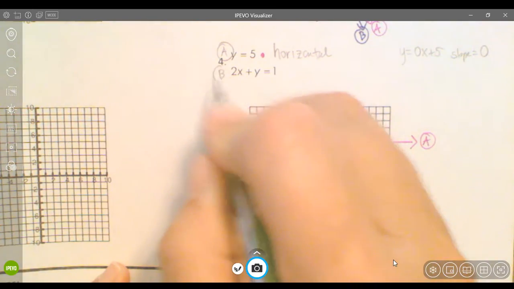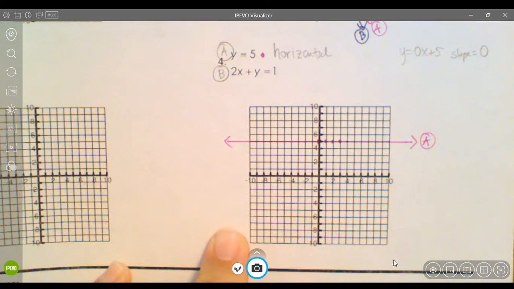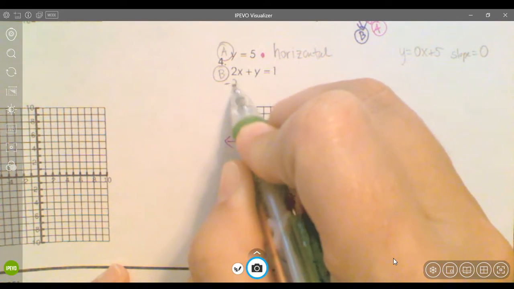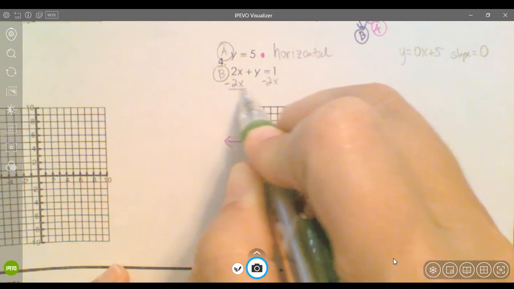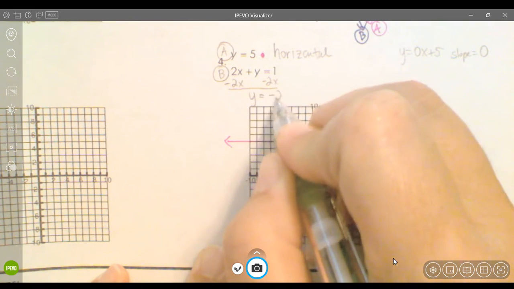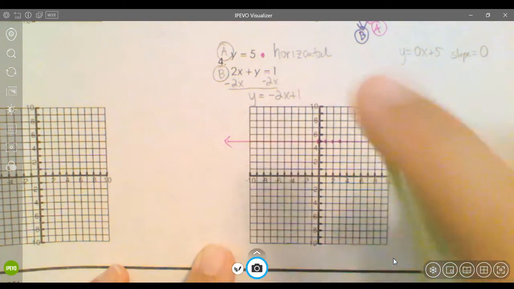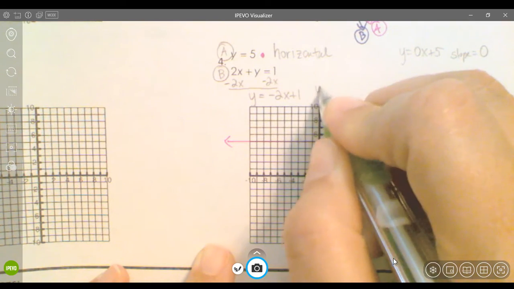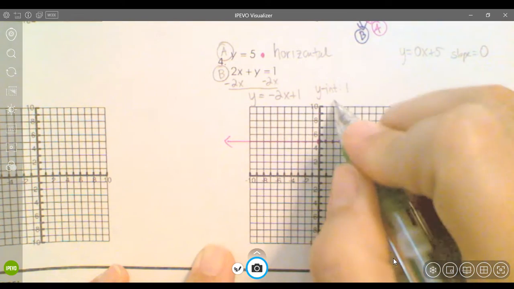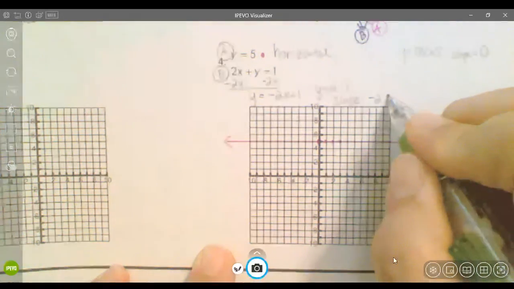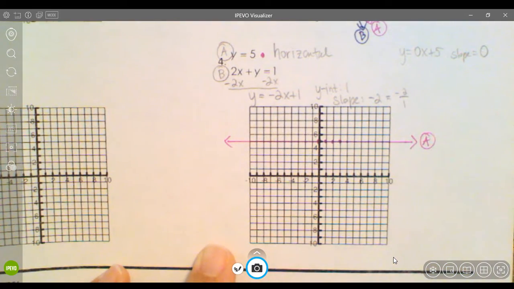I see that this is not in slope-intercept form, but I can put it in slope-intercept form. In order to do that, I need to solve for y. I'm going to subtract the 2x from both sides. When I do that, I get y equals -2x plus 1. It's still equation B. My y-intercept is 1, and my slope is -2. Oh, I just did -2 up there. So I know that that's -2 divided by 1. And I'm going to graph this line in purple.